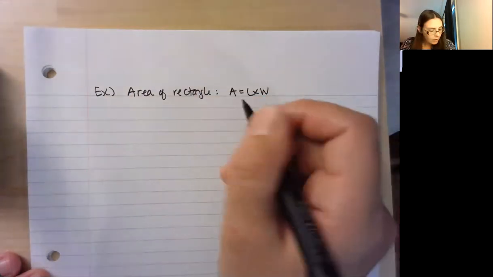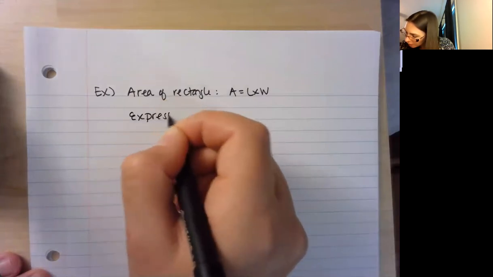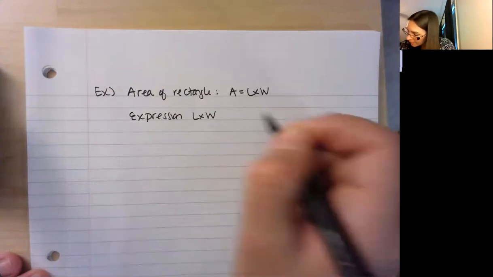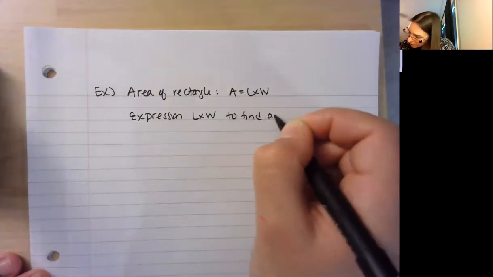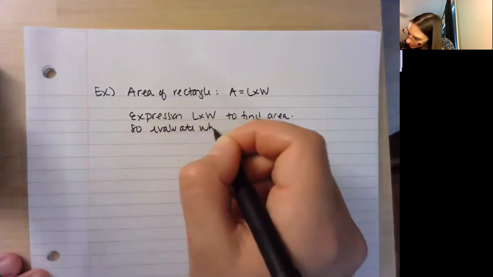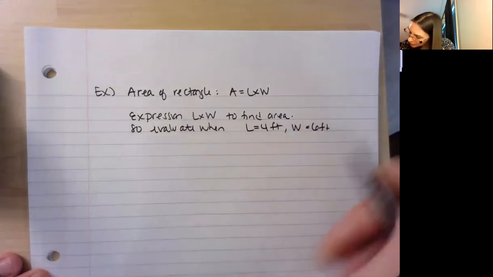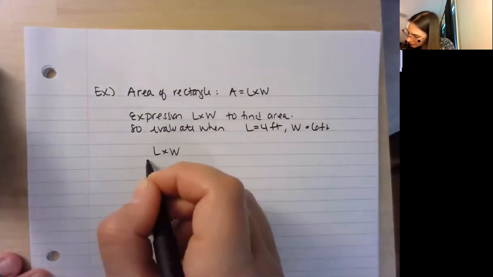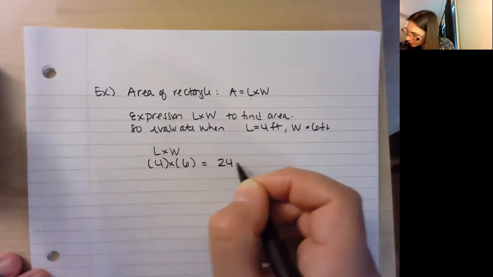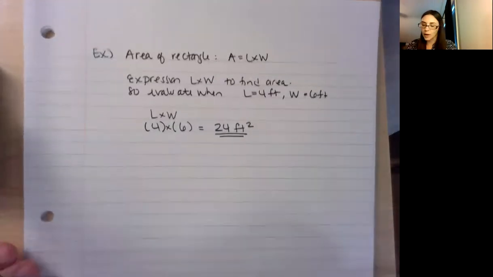And so we can use the expression L times W there, right? I guess to find the area. So we can evaluate when maybe the length is equal to 4 feet and the width is equal to 6 feet. So length times width, my length is 4, my width is 6, 4 times 6 is 24, and then just don't forget your units get squared too here. So we can also use the same technique in formulas as well.